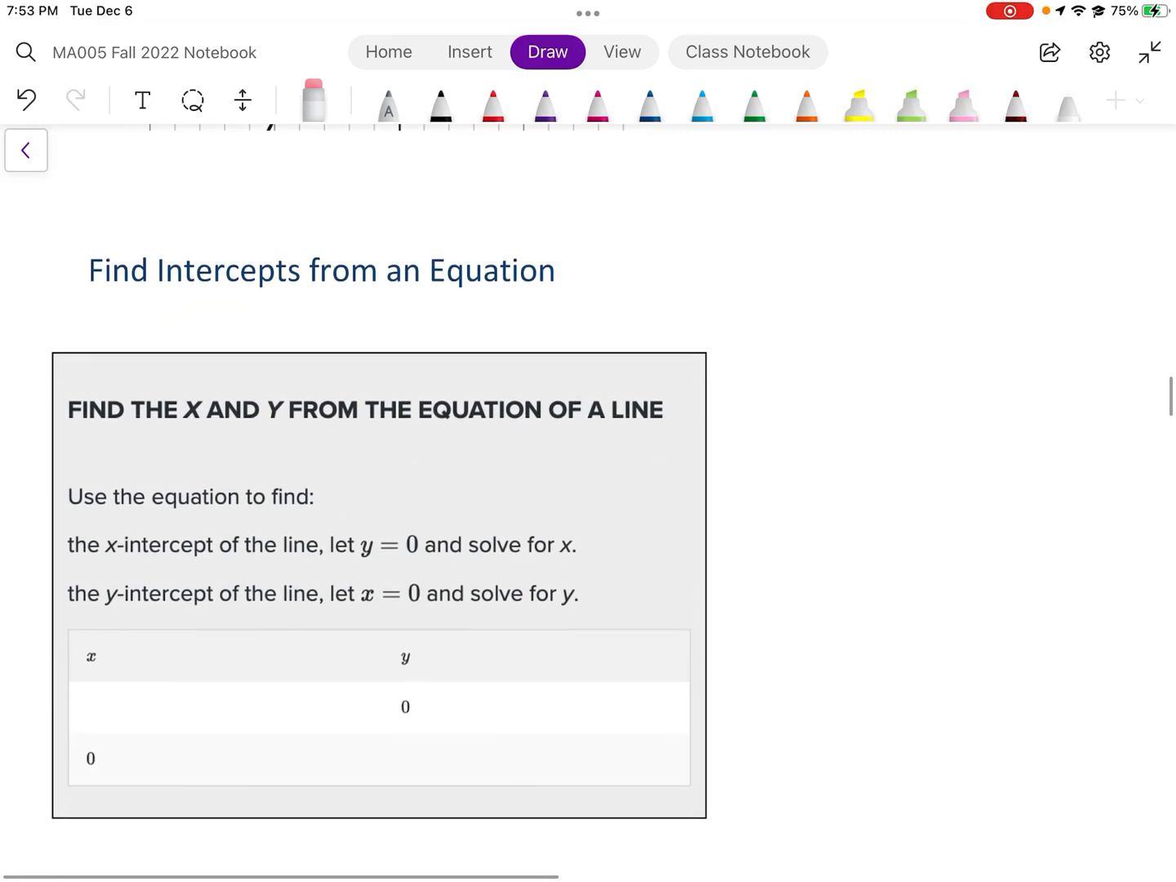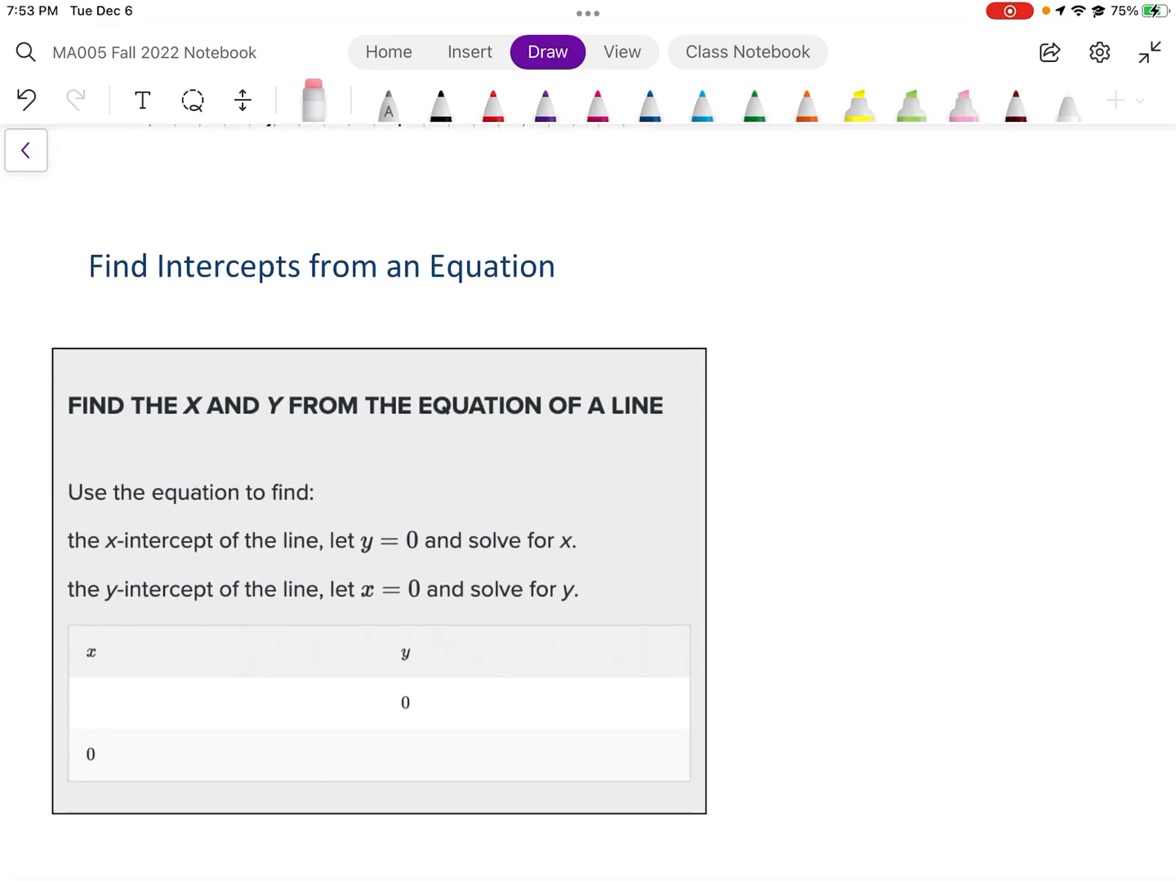All right, so finding intercepts from an equation. This is less visual, more algebra. We're going to use the equation to find the x-intercept of the line. We let y equal 0 and solve for x. If we're going to find the y-intercept of the line, we let x equal 0 and solve for y. So we would make a little table as shown here.